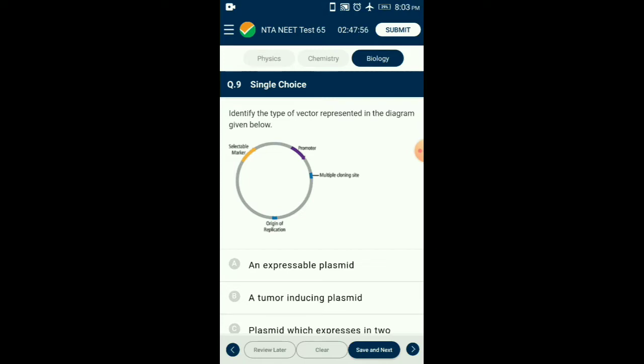Any plasmid becomes expressible when it contains a promoter region. The promoter acts as a regulatory region allowing for the expression of protein. So the answer for this question is option A, an expressible plasmid.